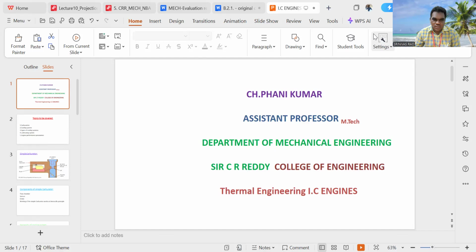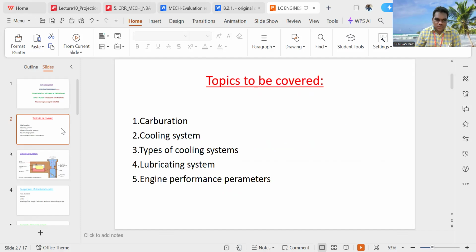In the last class, we already discussed the working of spark ignition engines and compression ignition engines. In this particular video, I would like to explain a few topics like the working of a carburetor, different types of cooling systems, lubricating system, and engine performance parameters.